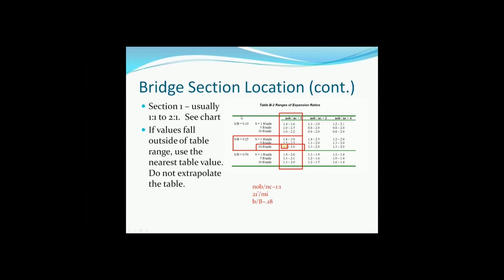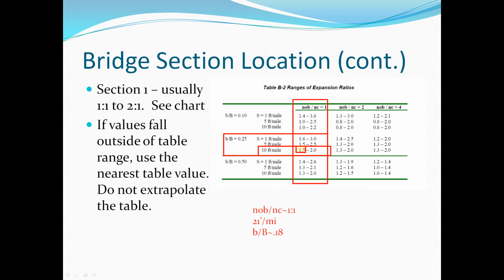But I think FEMA is interested in us using these values. So the problem with this table is that most of our streams in Kentucky that we're doing analysis on are smaller, steeper than some of the streams that these tables were based on. So it's very likely that the values you get won't be within the range of this table. And if that's the case, don't try to extrapolate the table. Just use the nearest value that you can find in the table.